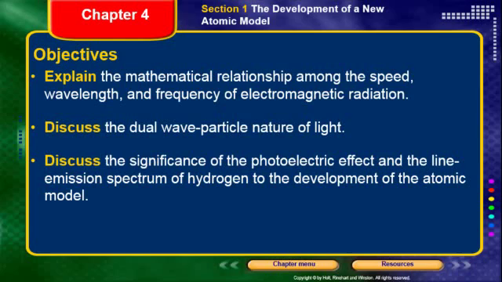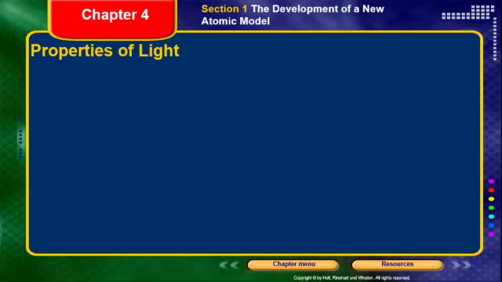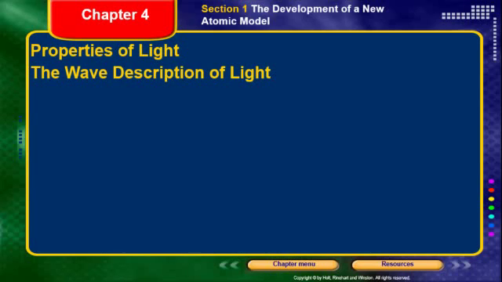We also want to be able to discuss the significance of the photoelectric effect and line emission spectrum of hydrogen to the development of the new atomic model. And lastly, describe the Bohr model of the hydrogen atom. So let's start with light.